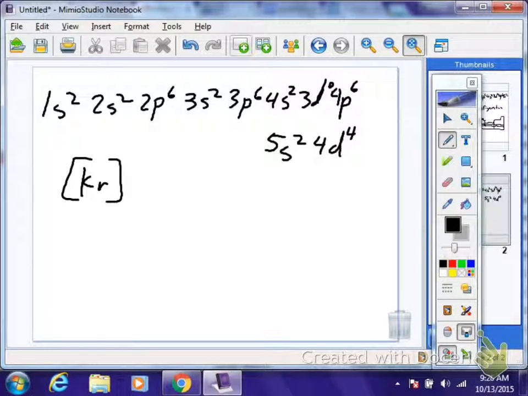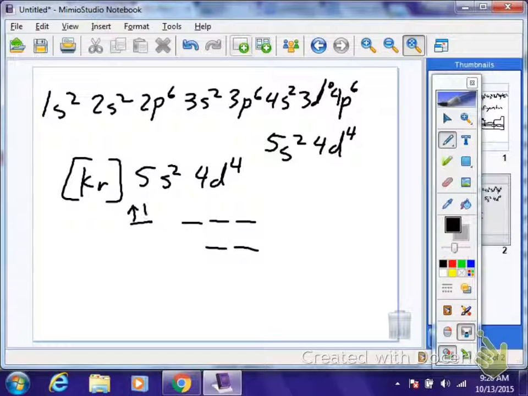It would be 5s2, 4d4. And then, if we would do the lines underneath, the orbital notations, how they fill in, would look like this, according to Hund's rule, and how we need to fill them in. Any questions on that?